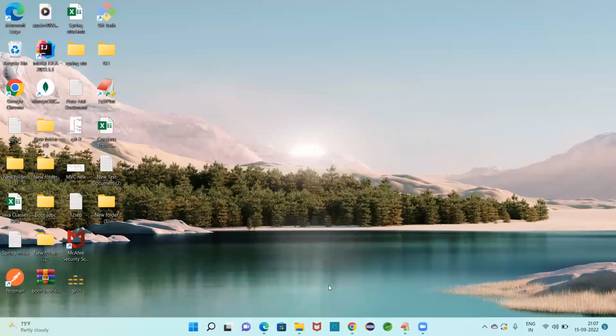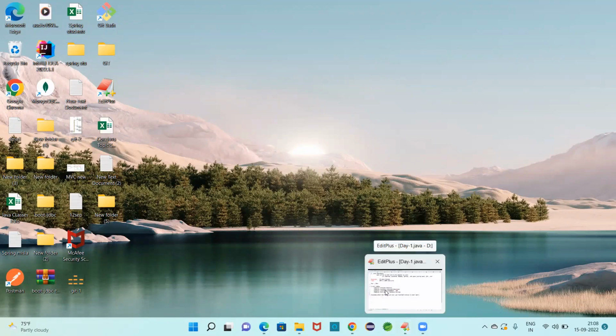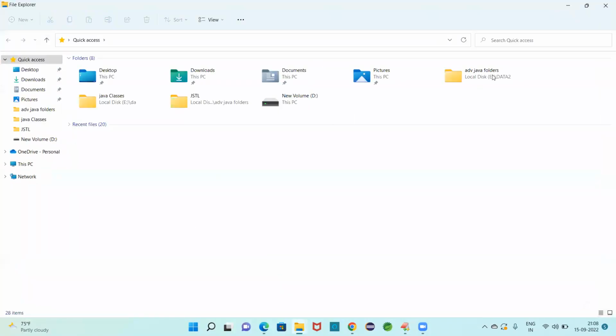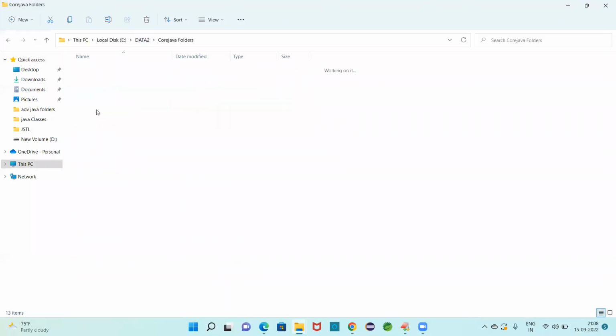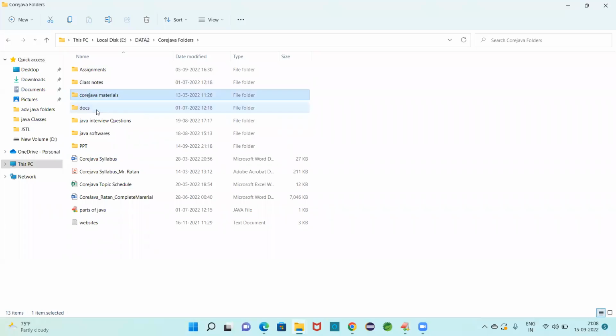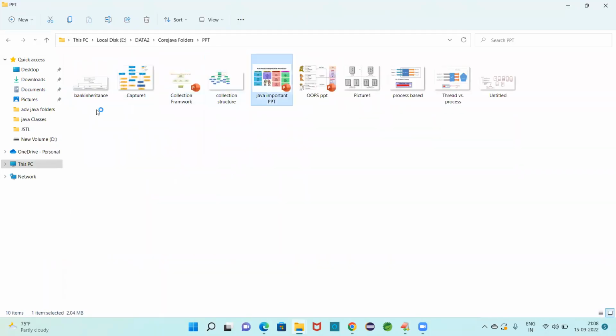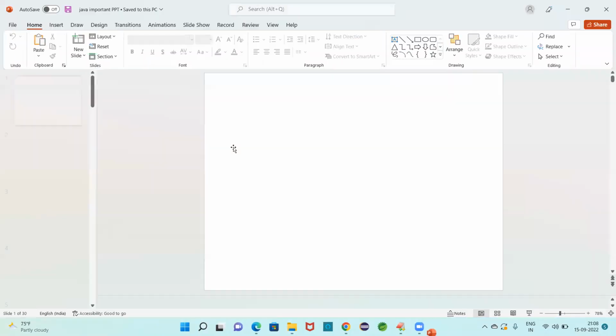Yesterday in class we started some demo class, right? Let me recap what we did yesterday. Yesterday I showed you one small diagram which shows the importance of your core Java, right? These days most of the technologies and frameworks depend on core Java. What are the technologies and frameworks that depend on core Java? Yesterday I showed you the first point in this PPT.